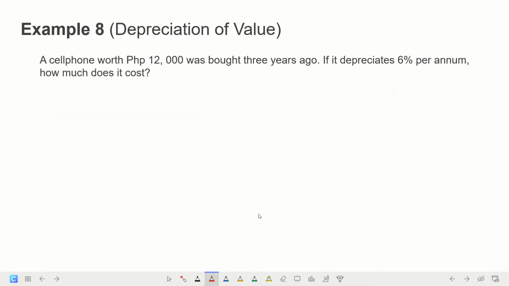So, let us have example number 8. A cell phone worth 12,000 pesos was bought 3 years ago. If it depreciates 6% per annum, and when we say per annum, this is per year, so every year, how much does it cost?